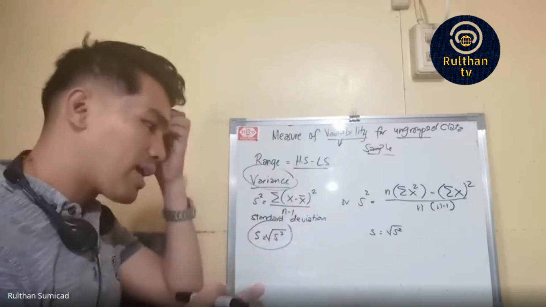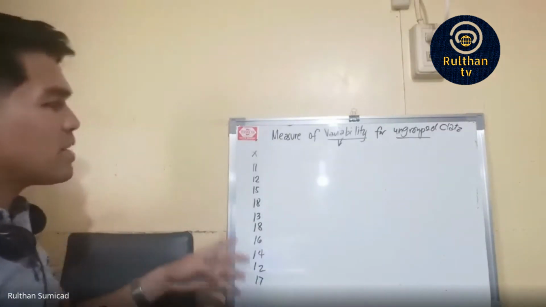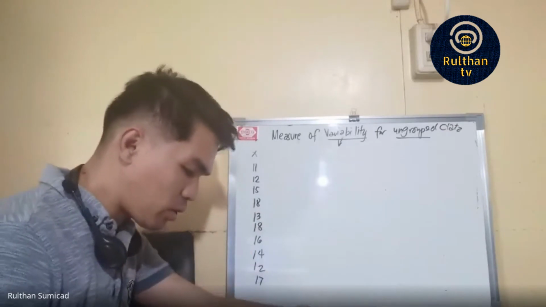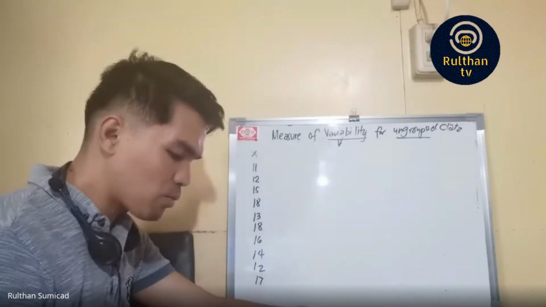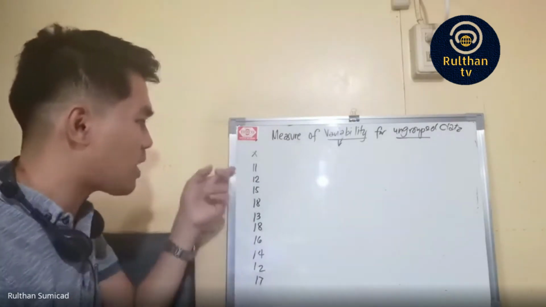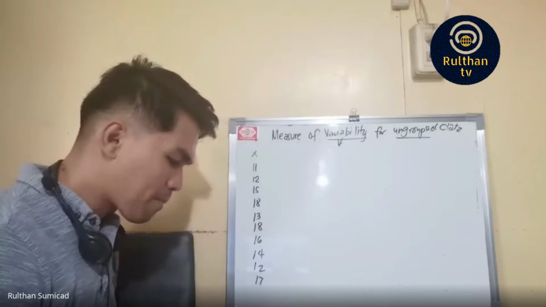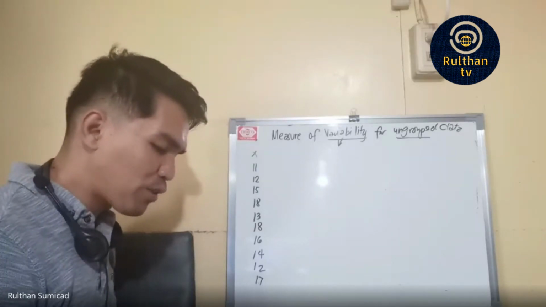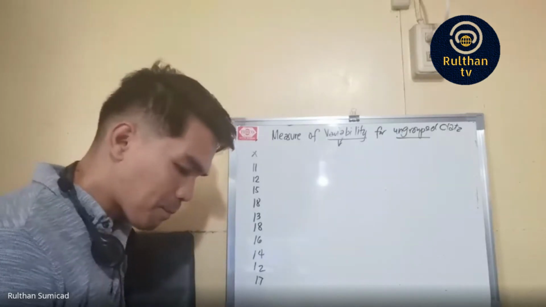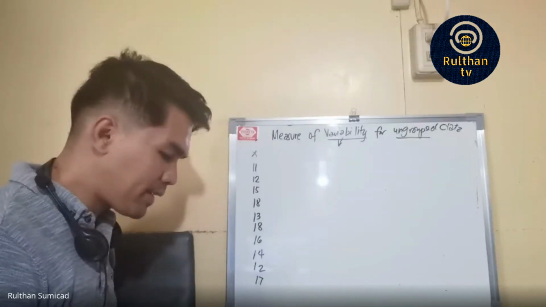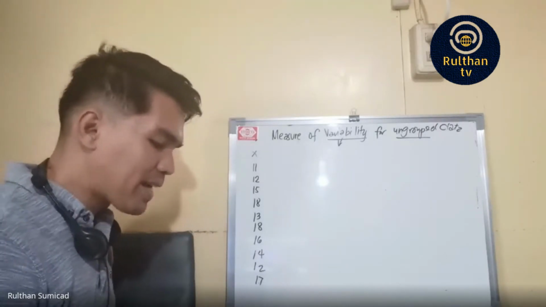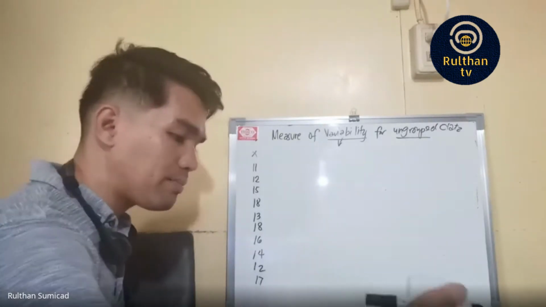Now, let's take a look at this example. Let us solve the variability. If I'm going to read it to you: a time study analyst observed a packaging operation and collected the following times, in seconds, required for operations to fill a box of a fixed volume: 11, 12, 15, 18, 13, 18, 16, 14, 12, and 17. Find the range, variance, and standard deviation.